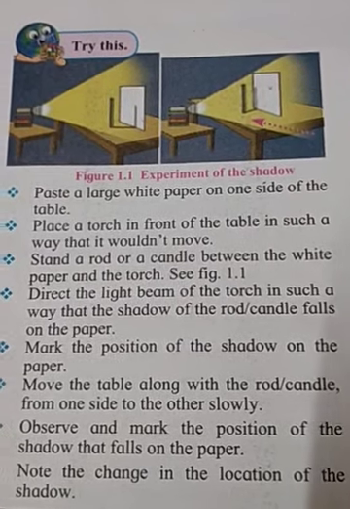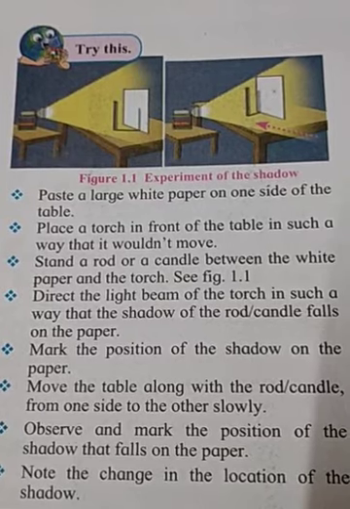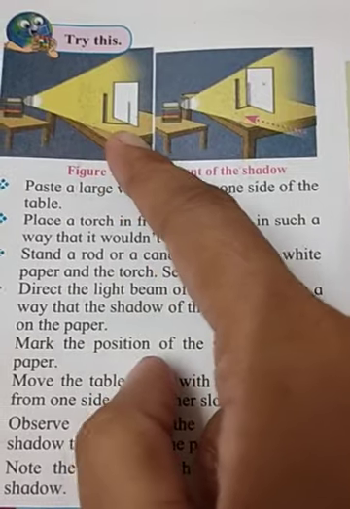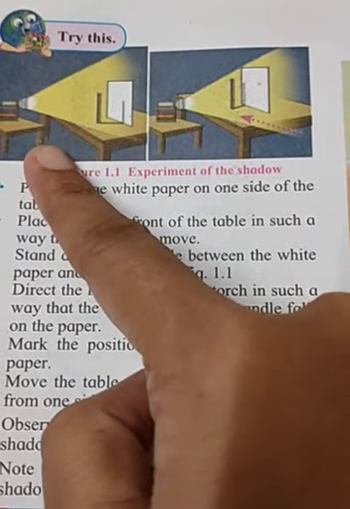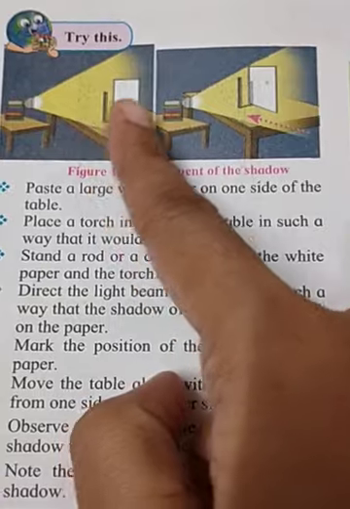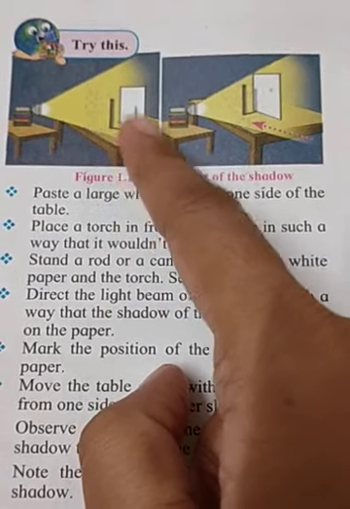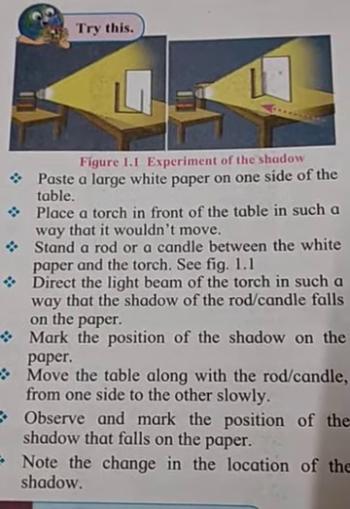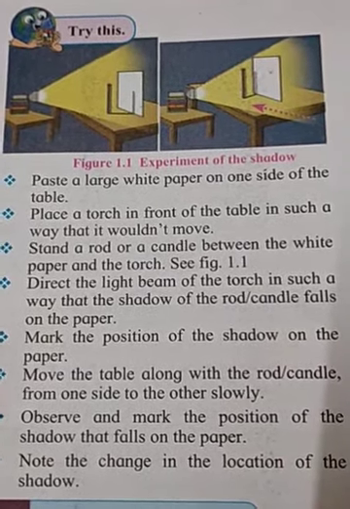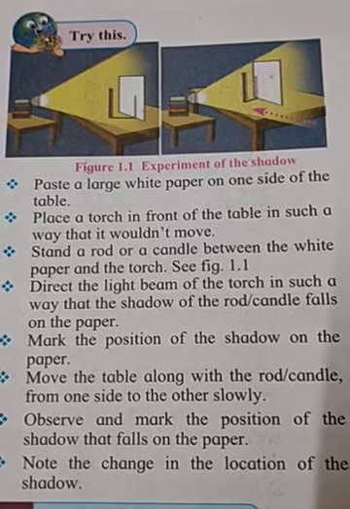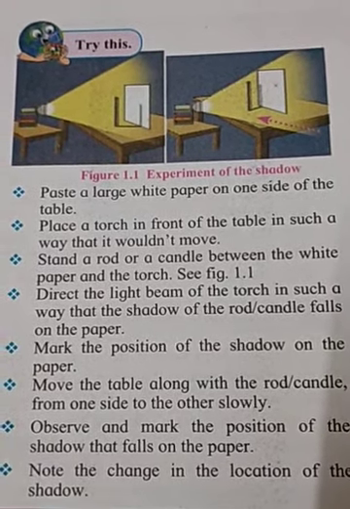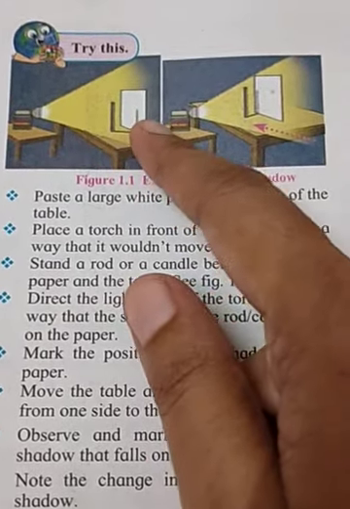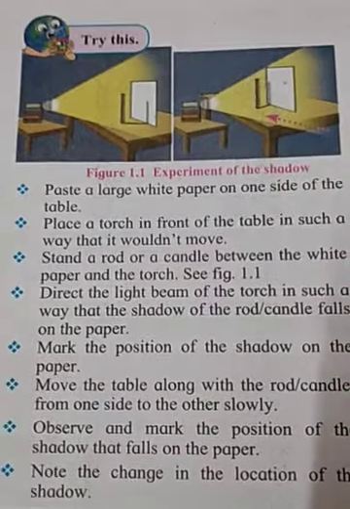Stand a rod or a candle between the white paper and the torch. You can see that here they have placed one rod. So whenever the torch is switched on, the shadow of the rod will be reflected on this white paper. Have you seen this? Direct the light beam of the torch in such a way that the shadow of the rod, or candle, falls on the paper. Mark the position of the shadow on the paper. Once the shadow falls on the paper, you have to mark that shadow with any pen or sketch pen.